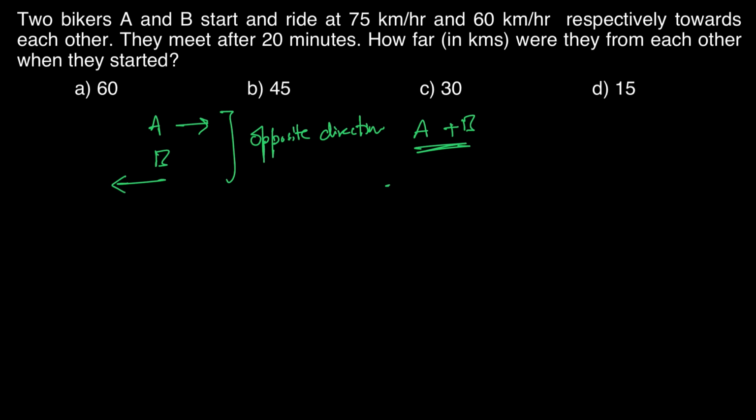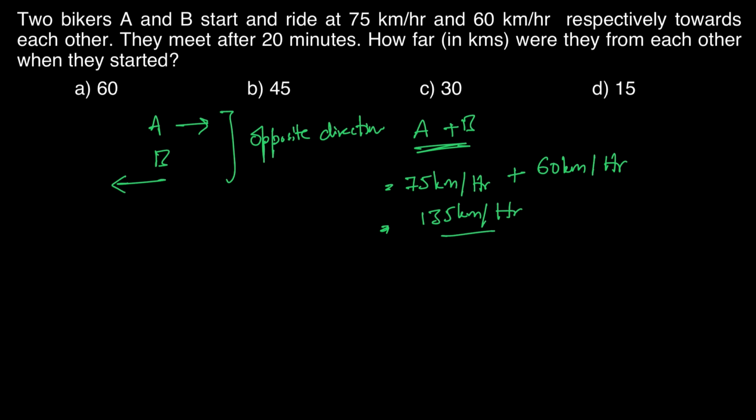So what is the speed of A? It is 75 kilometers per hour. And what is the speed of B? It is 60 kilometers per hour. So what is the relative speed? It is 60 plus 75, 135 kilometers per hour.